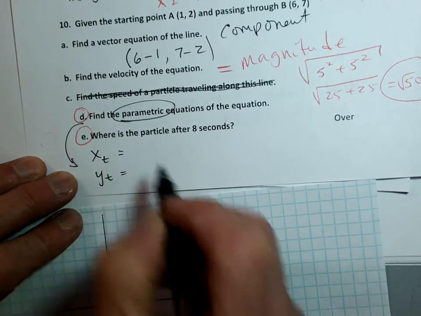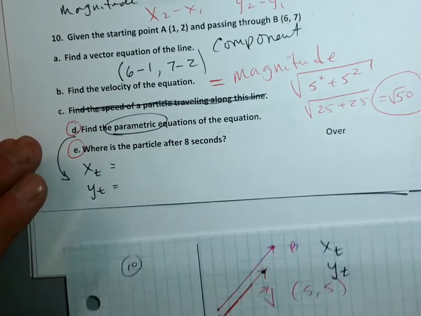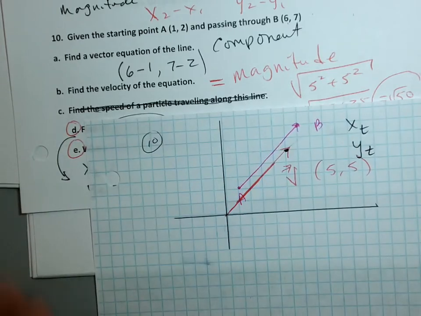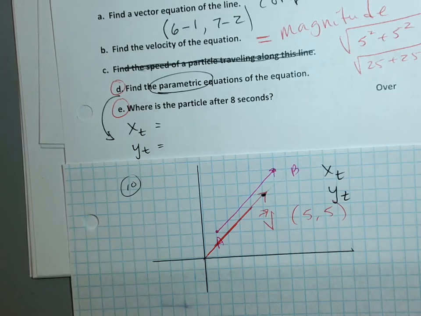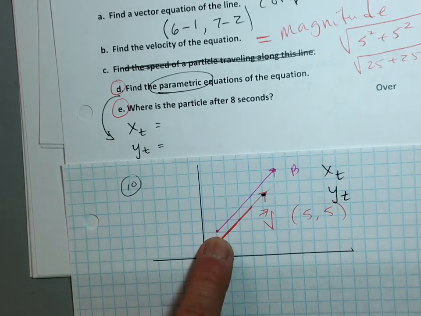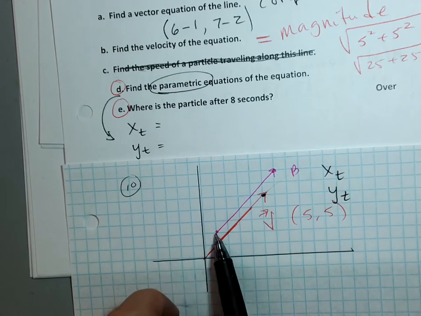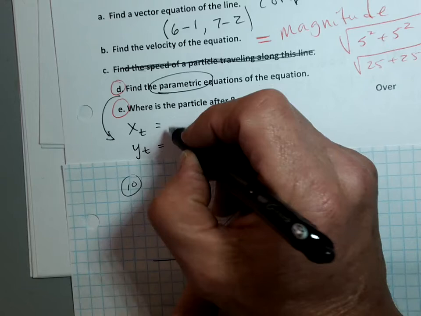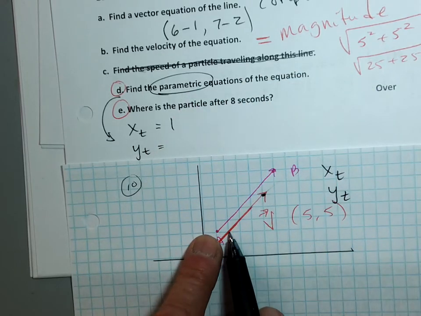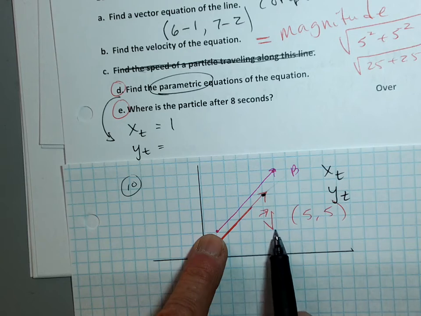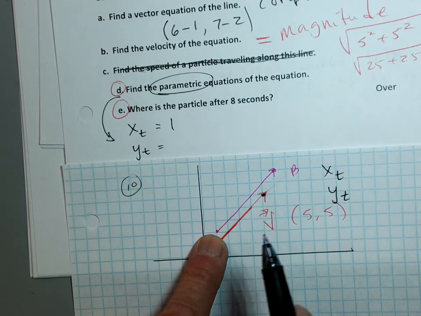Now, to do a parametric, let's take a look at the original. Parametrics are all about the x's and the y's. First, take a look at the starting point. Only think about x's. What's the x value? 1. And then it's going to move horizontally 1, 2, 3, 4, 5 over, so plus 5t.